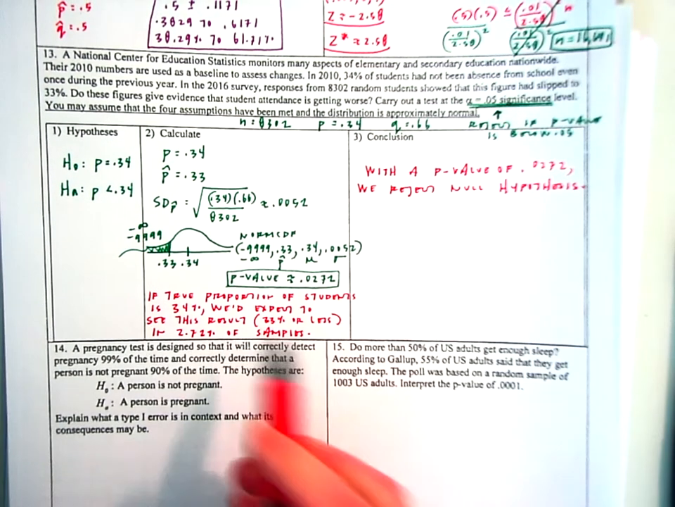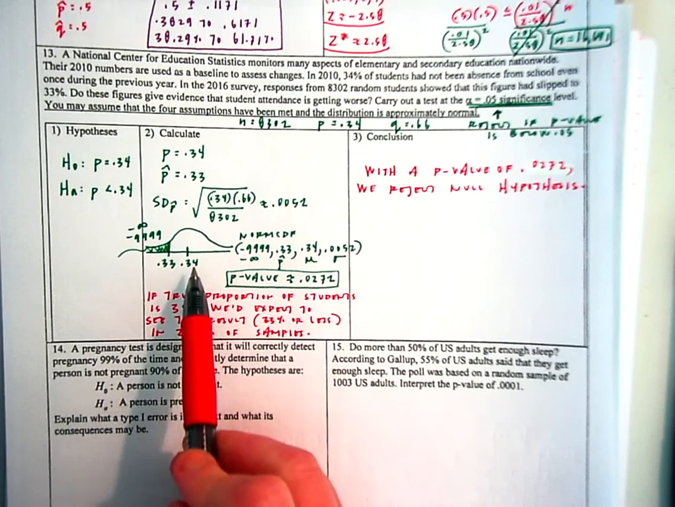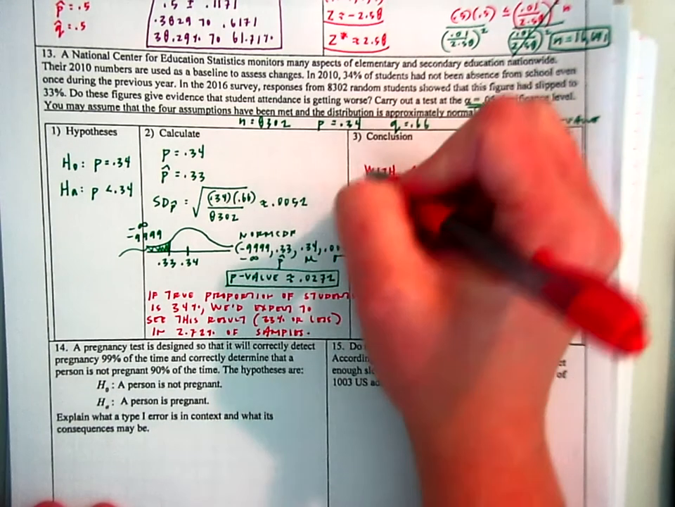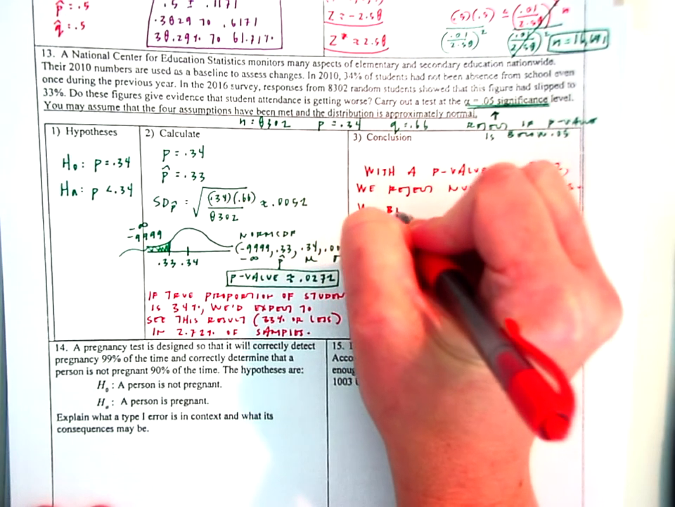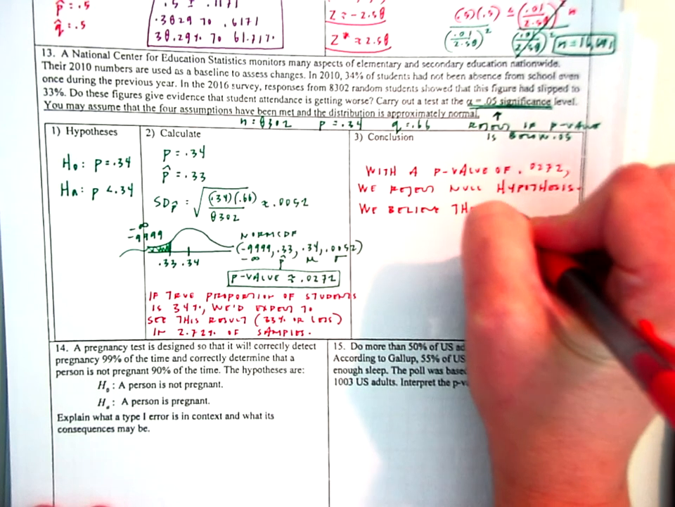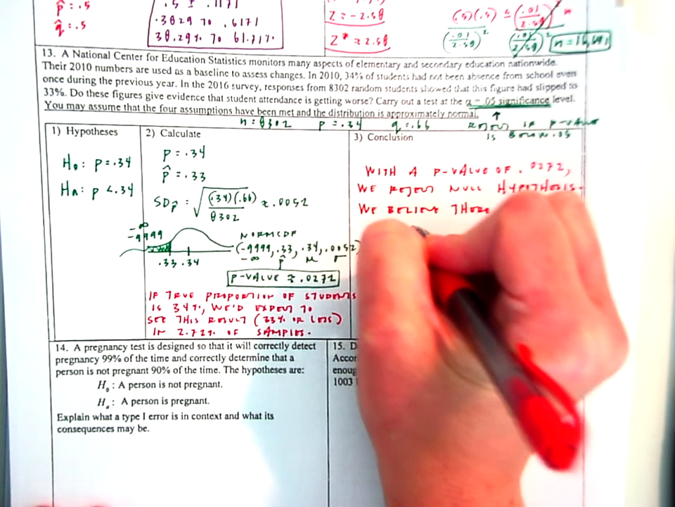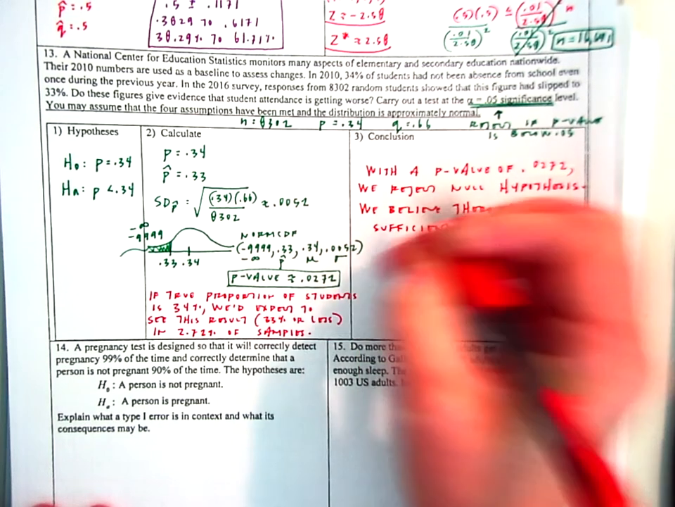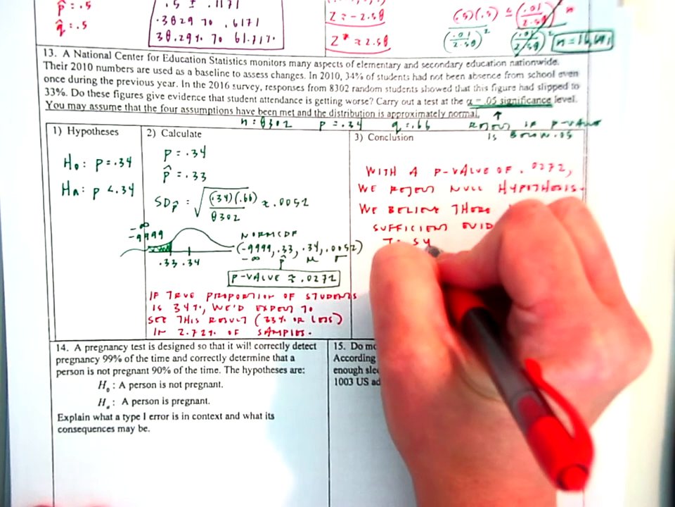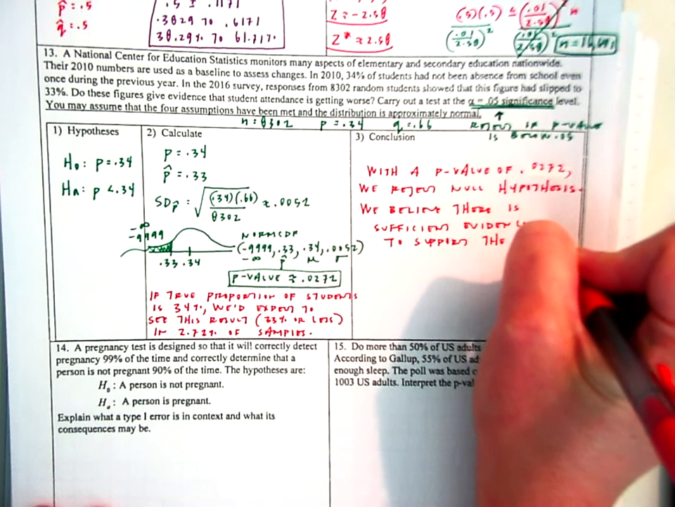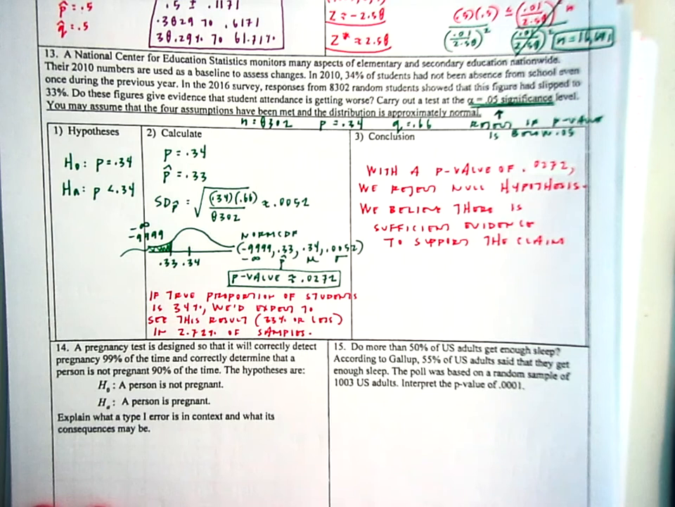Okay, we're saying this result is so unusual if we assume that our true parameter is really 0.34 or 34%. So instead, we rule in favor of the alternative. We believe there is sufficient evidence to support the claim that student attendance is getting worse.